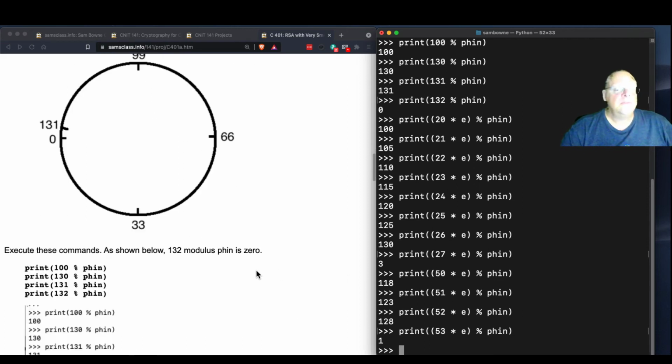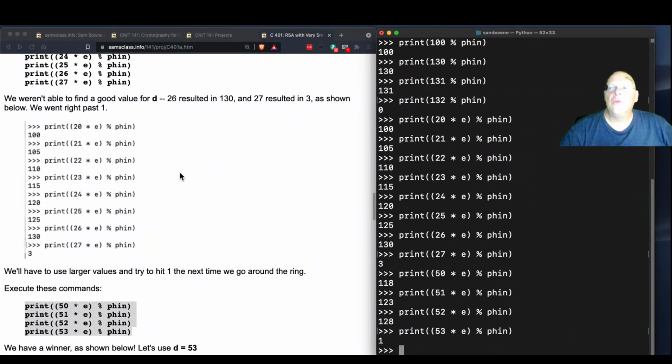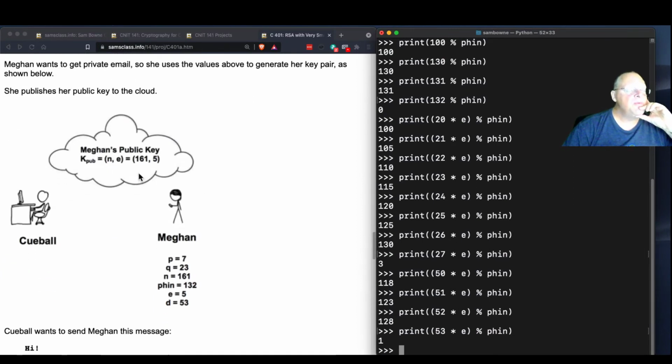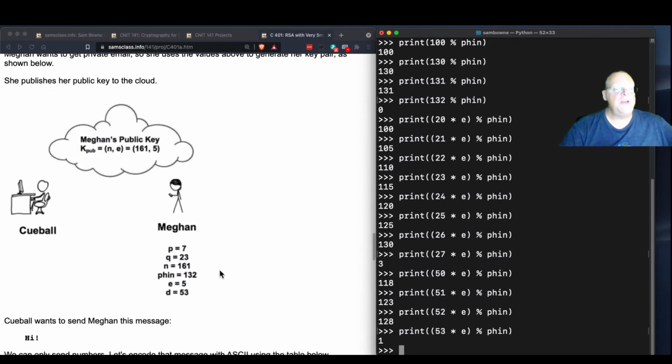So that's something we've talked about before. We talked about modular arithmetic. And anyway, so now we can do encryption. So this is Megan here, wants to receive RSA messages. So she calculates with P and Q, calculates N and phi of N, chooses an E, and calculates a D, the decryption key. So she has all this information, but the only thing she publishes is N and E. That's the public key.